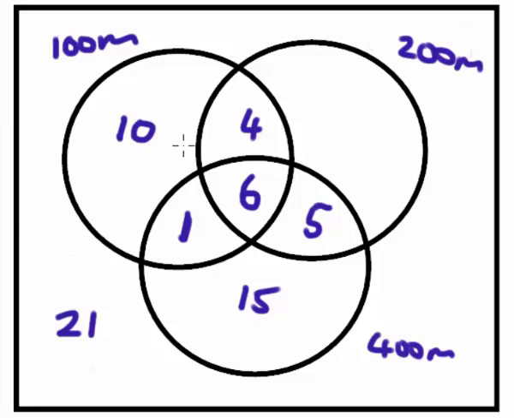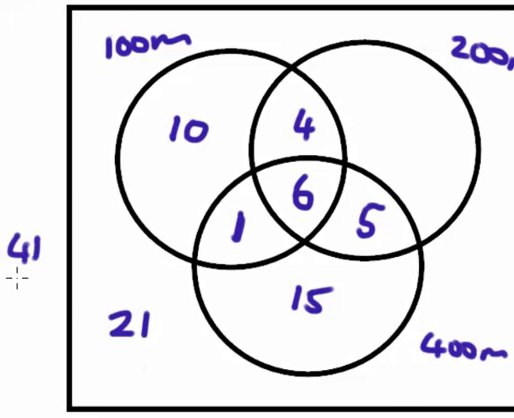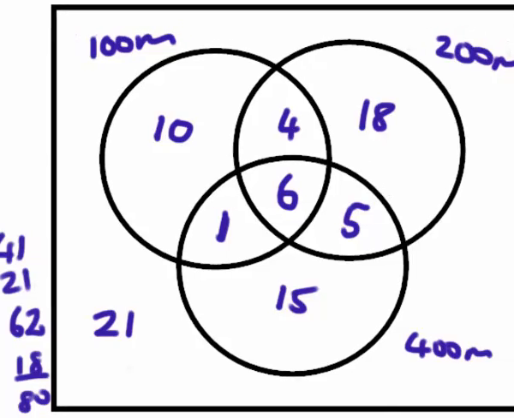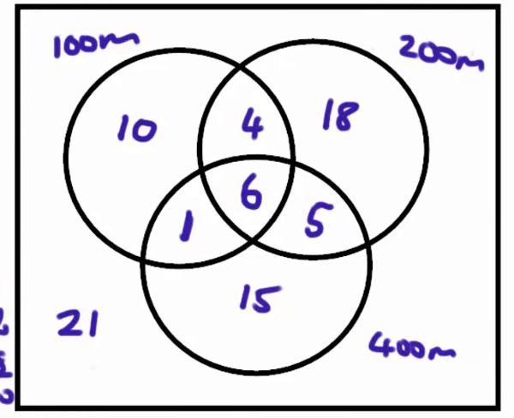Well, let's see, what is this? We've got your 10 plus the 4 and the 6, which is 10, and so on, which gives 41. So it's 41 plus the 21 there gives you 62. So we're left with 18 to make up the 80. You see, 62 plus 18. So there are 18 who just ran the 200, and all of those will add up to your 80. So let's clear that, and then we can move on with some of the questions. Okay, so all of these now add up to 80.